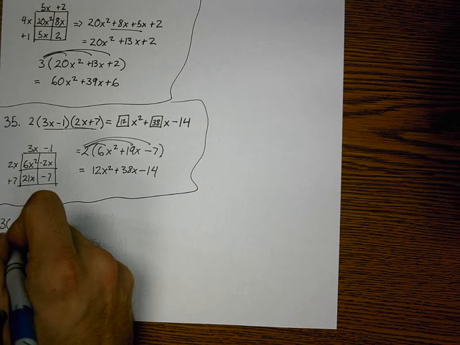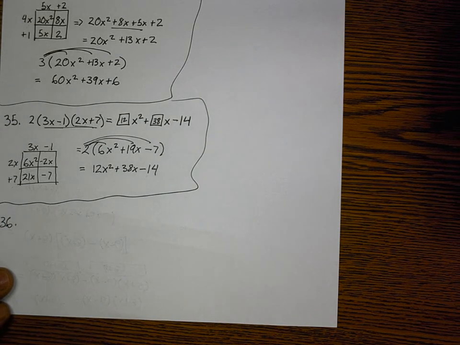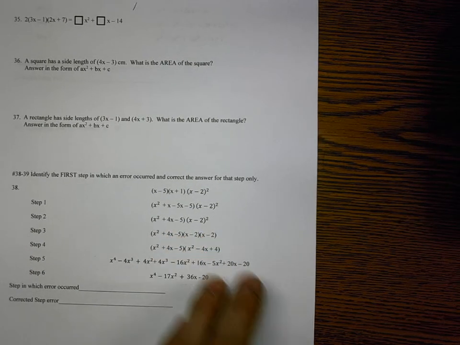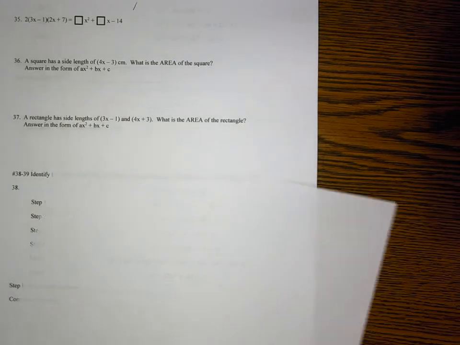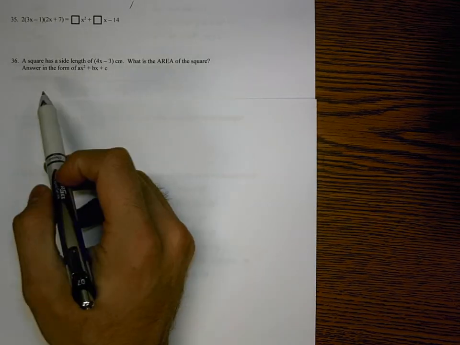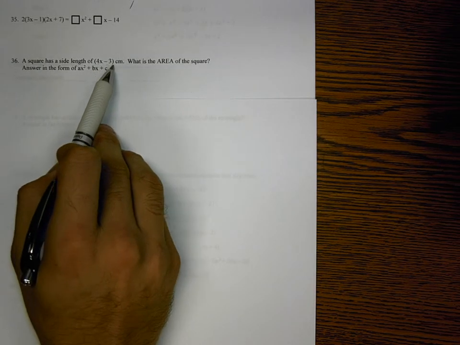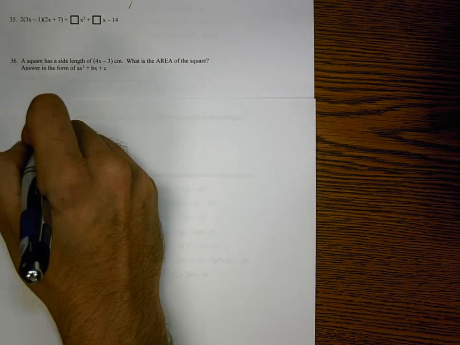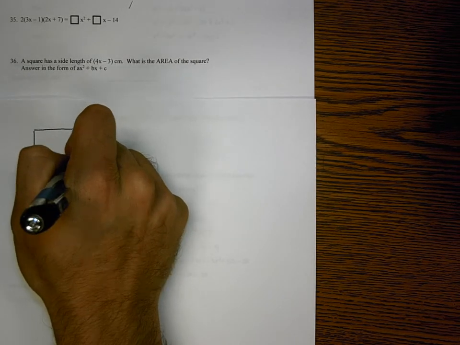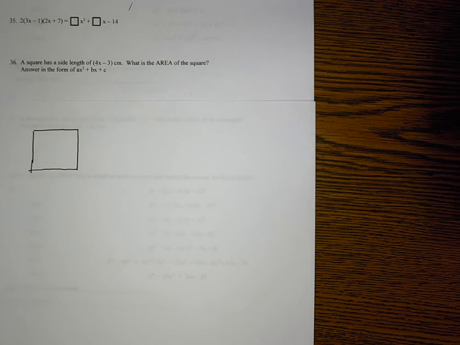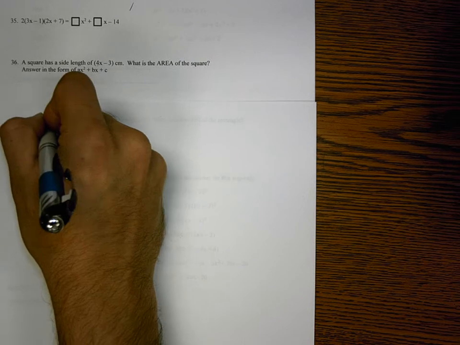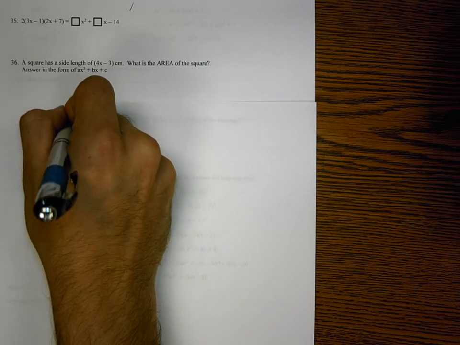36 is a word problem. And it says a square has the side length of 4x minus 3 centimeters. So I'm going to stop there and say, okay, number 36, there's a square. Right. It's an okay square. So it has a side length of 4x minus 3. And that's in centimeters.